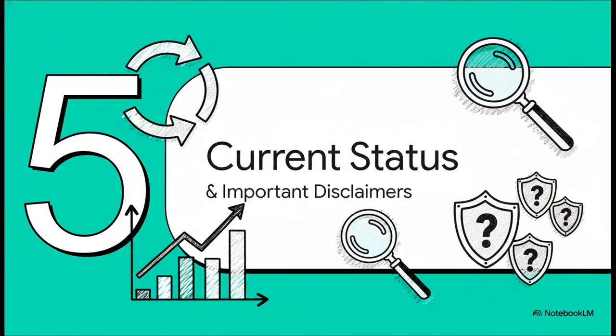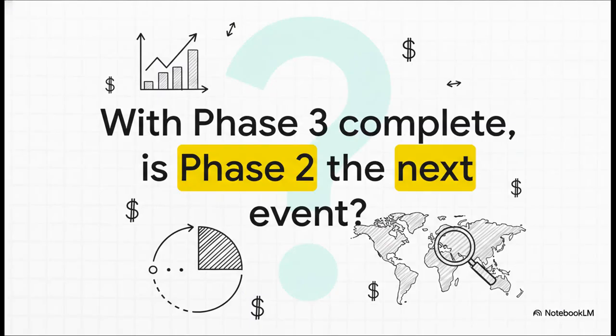Where does this live cycle stand right now? Let's take a look at the current status, and then we'll wrap up with some really important disclaimers. So the documentation kind of leaves us on a cliffhanger. With one position still open and Phase 3 in the books, the big question is, what's next? Is Phase 2, mirror contact, the next logical event? The source material simply concludes: we are navigating the market to see what happens next.